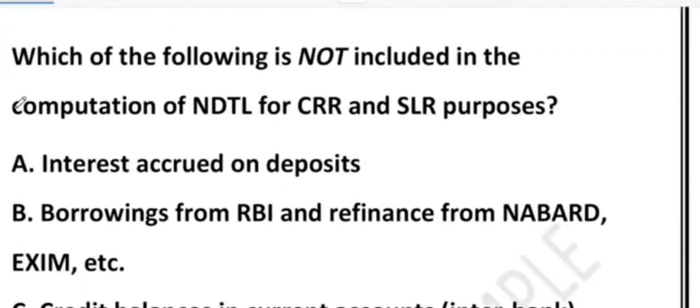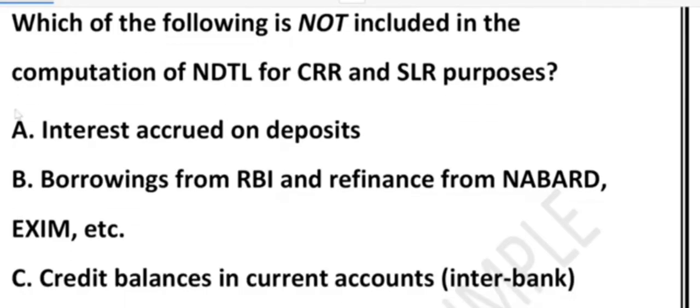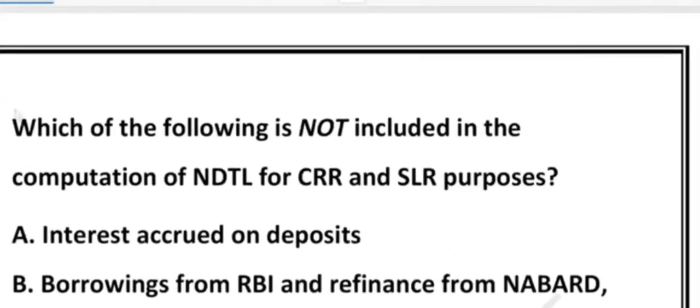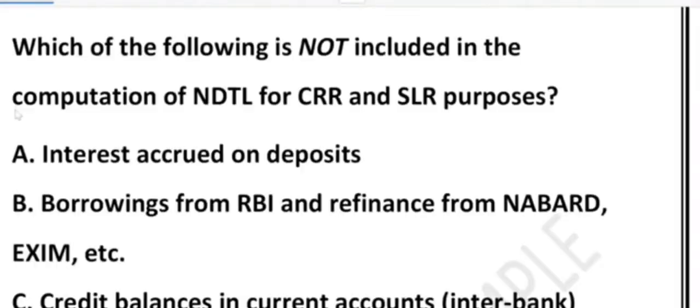Next question is, which of the following is not included in the computation of NDTL for CRR and SLR purpose? Right. So there are 4 options which have been given. So friends, options are interest accrued on deposit, borrowing from RBI and refinance from NABARD, Exim, etc., credit balance in the current account, liability arising from the interest-free court receiver deposit. So these are the options. So not included in the computation of NDTL, that is what is asked.